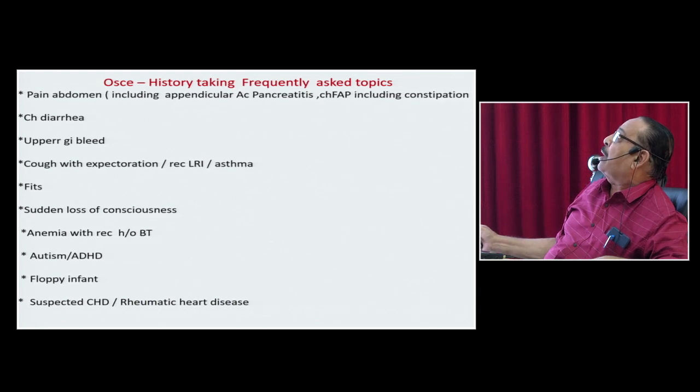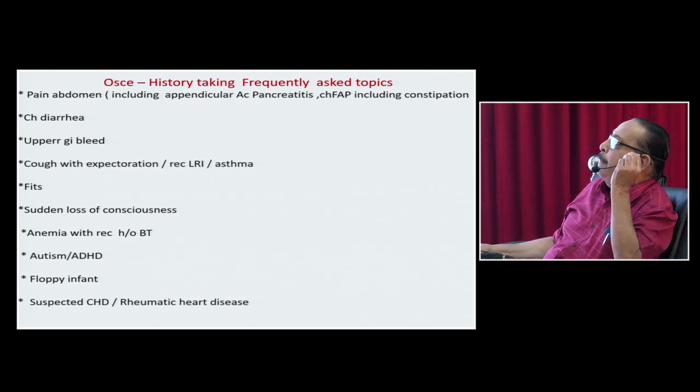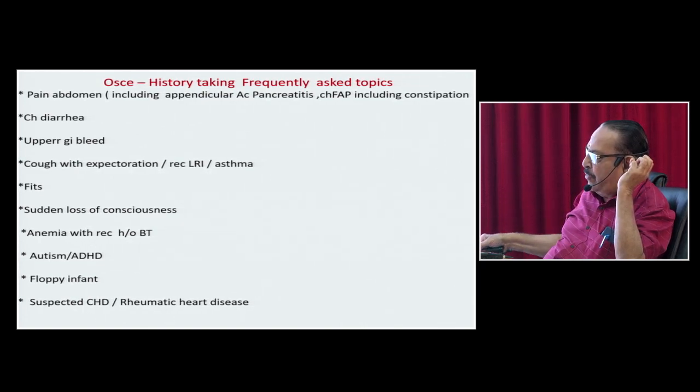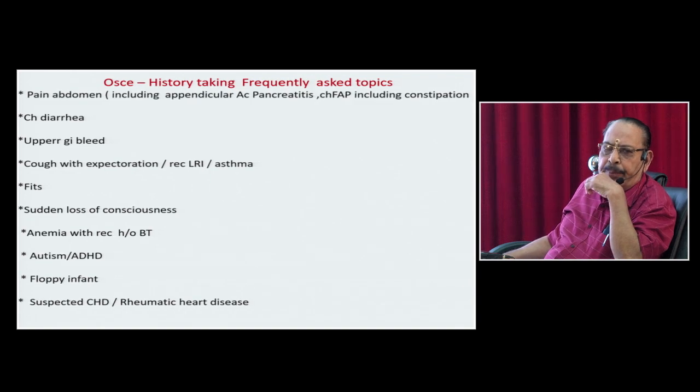History taking frequently comes as topics as far as gastroenterology is concerned: pain abdomen, chronic diarrhea, upper GI bleed, cough with expectoration. These are all combinations you can have: fits, sudden loss of consciousness, anemia, autism, of course floppy infant, suspected congenital heart disease or rheumatic heart disease. I'll give you an example. This is the way that you should practice when you go to an exam.